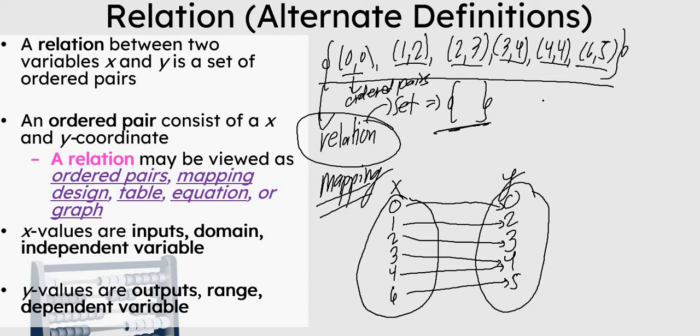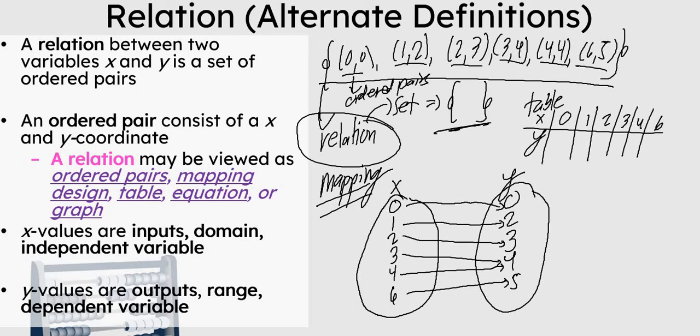We can also write our relation as a table, whether you want it horizontally, like this. So we just write 0, 1, 2, 3, 4, 6. Then we just write our corresponding y values: 0, 2, 3, 4, 4, 5. We can also write this vertically. We can also write the y on top while the x at the bottom.